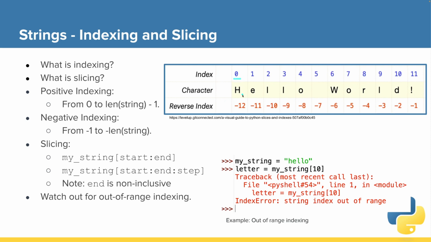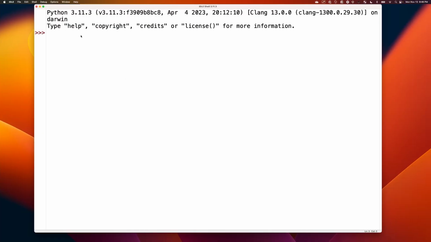0 is the first character in a string. So if we reference the 0th position of any string, it will represent the first character. And if we reference the last character, that's always with -1. And we just count forward if we're positive indexing and backwards if we're negative indexing. So let's take a look at that here in IDLE.